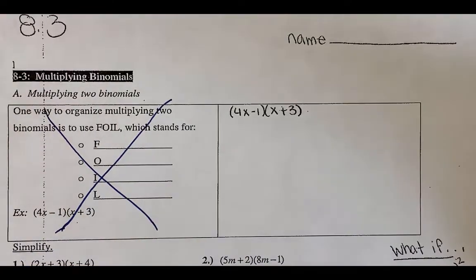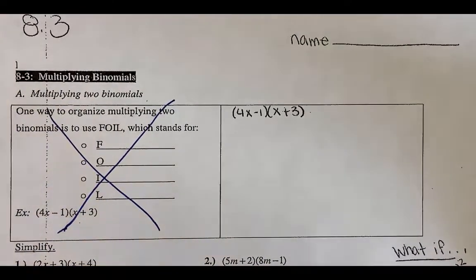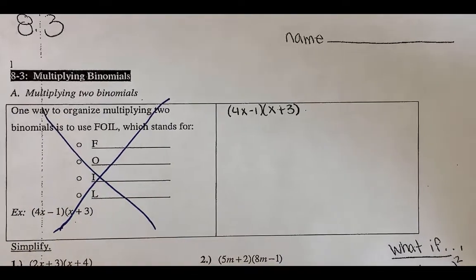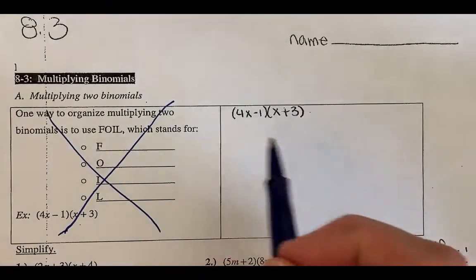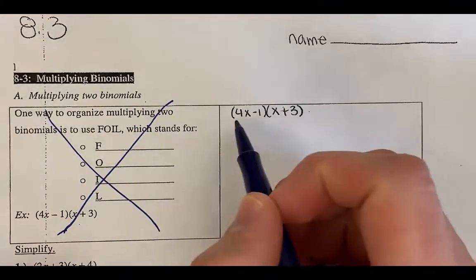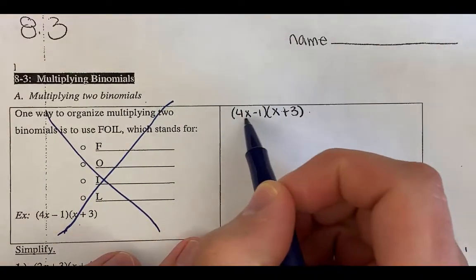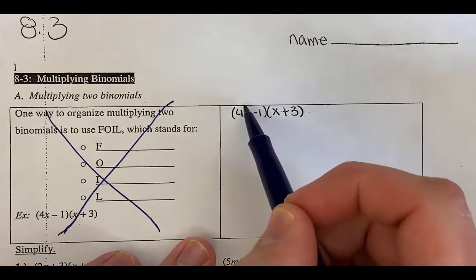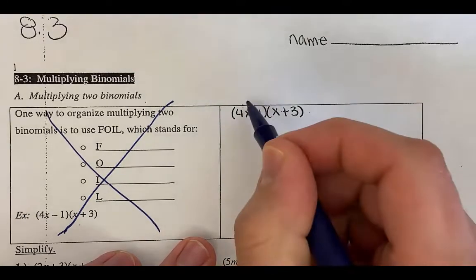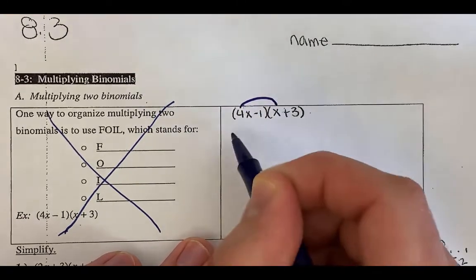But if you remember the distributive property, you don't have to memorize what the F, O, I, and L stand for in FOIL. So let me show you how to use the distributive property to multiply out two binomials. What we're going to do first is take this first term, 4x, and distribute it to both terms in the second binomial here. So we're going to take 4x times x. We're going to write that down.